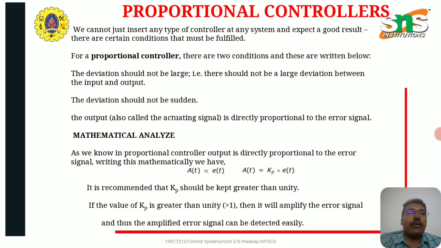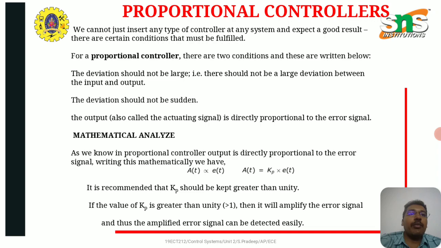For a proportional controller, there are two conditions and these are written below. The deviation should not be large, that is, there should not be a large deviation between the input and output. The deviation should not be sudden. The output is directly proportional to the error signal.